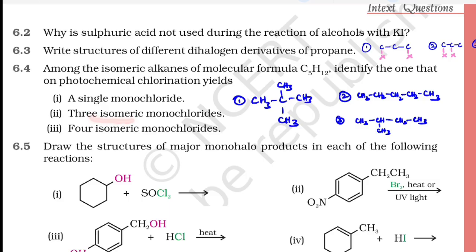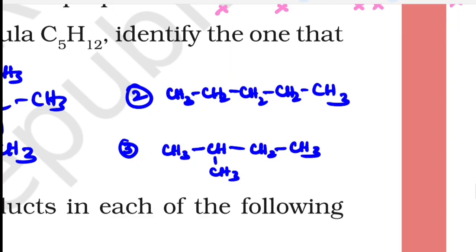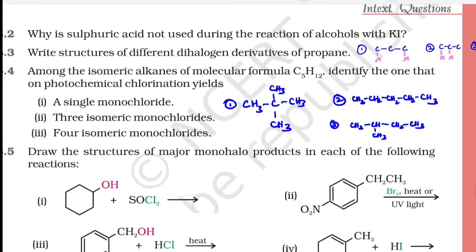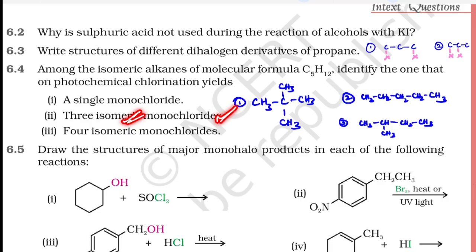Three isomeric monochlorides means 3 different types of hydrogen should be present. So this is the answer. Let us see whether 3 types of hydrogen atoms are present in this. See here, this is a symmetric molecule, that is, you can break it into 2 exact halves. So here this is one type of hydrogen, a second type of hydrogen and a third type of hydrogen. So 3 different types of hydrogens are there. So this will form 3 isomeric monochlorides. So this is the second answer.